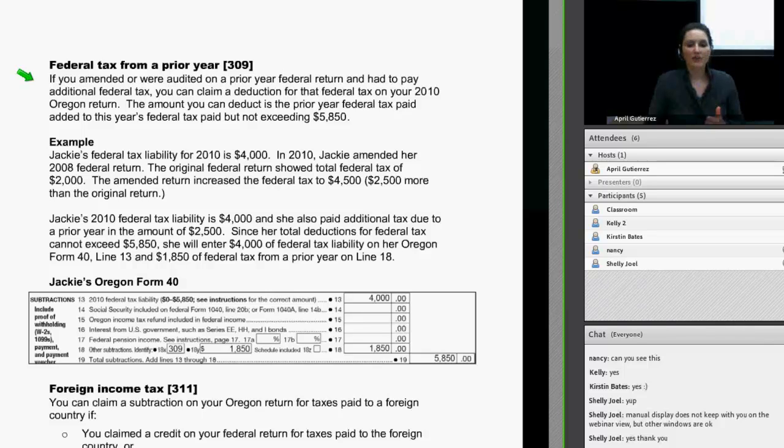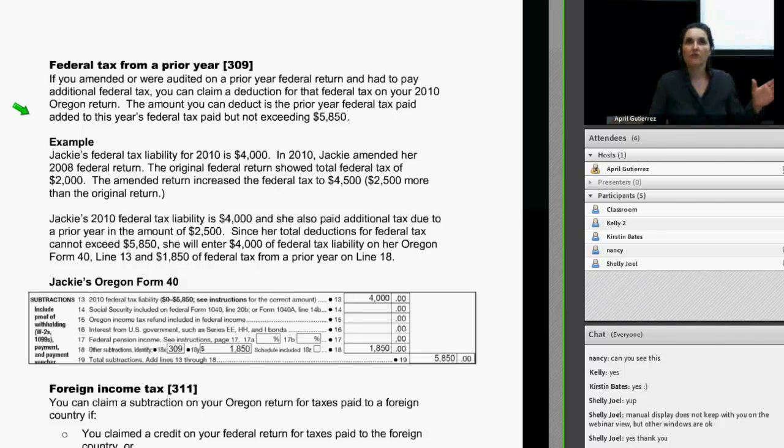Okay, federal tax from a prior year. If you were amended or you were audited on a prior year federal return and had to pay additional federal tax, you can claim a deduction for that federal tax on your 2010 Oregon return. The amount you can deduct is the prior year federal tax paid added to this year's federal tax paid, but not exceeding $58.50. So again, like I described earlier today, if you amend a back year federal return and you owe with it, you do not go back to the back year Oregon return and increase your federal tax subtraction.